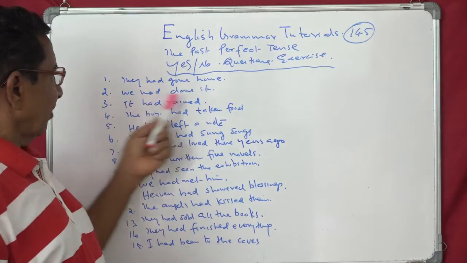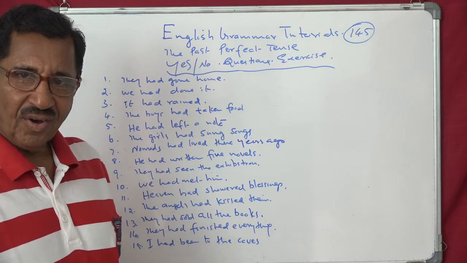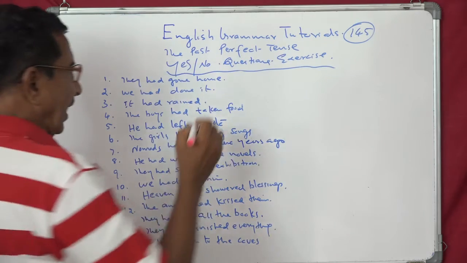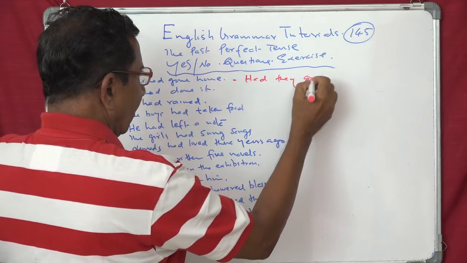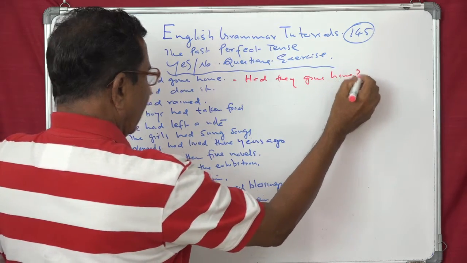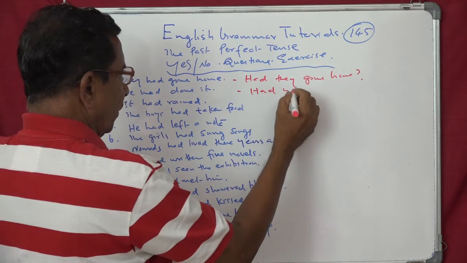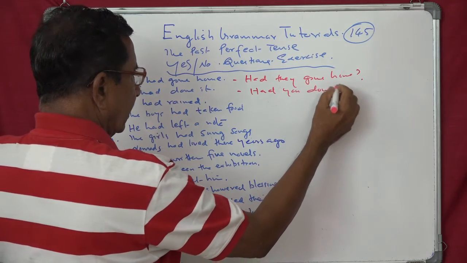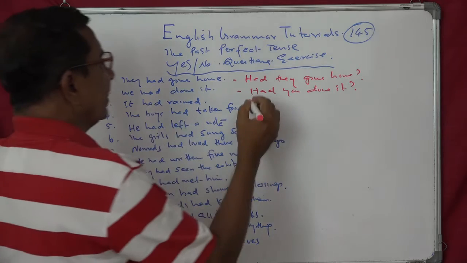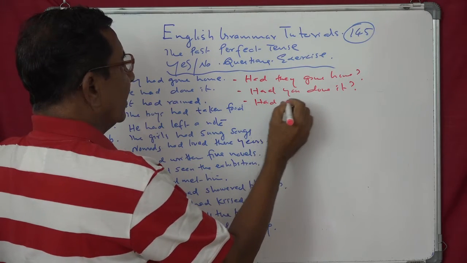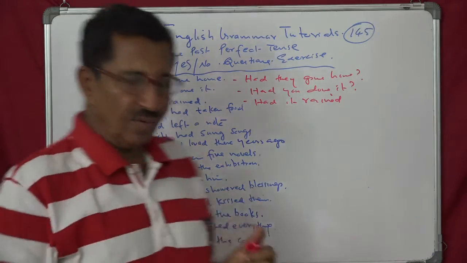Yes. They had gone home. Yes or no question? Had they gone home? Alright? Simple. Had they gone home? We had done it. Had you done it? We will become who? You. It had rained. Had it rained? It is very simple, but it's better to do.